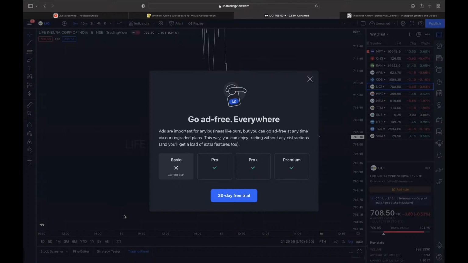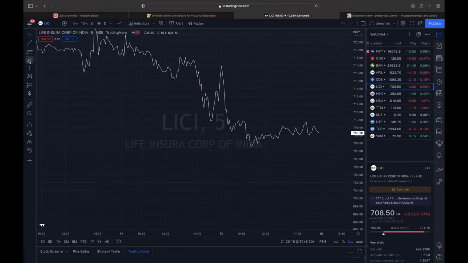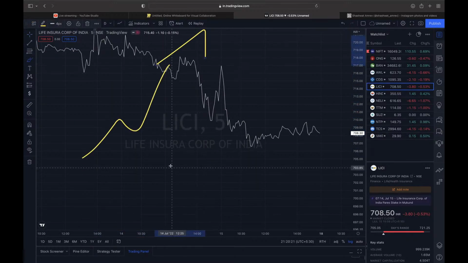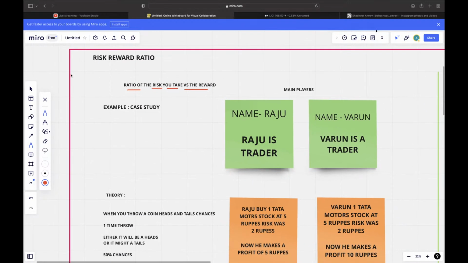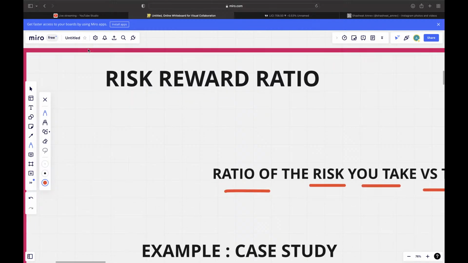How to draw the lines and how to make everything, we will tell you in the technicals area, guys. How to take trades, how to know if it is going up, if it is going down, we will learn in the technicals, not now. Today we are learning about the concept known as risk reward ratio.